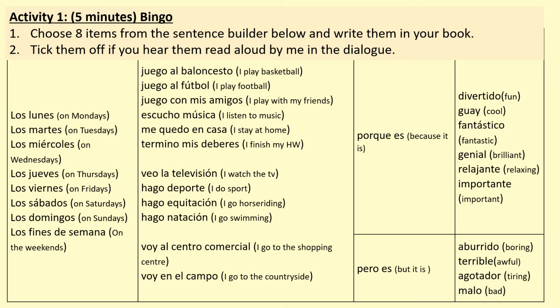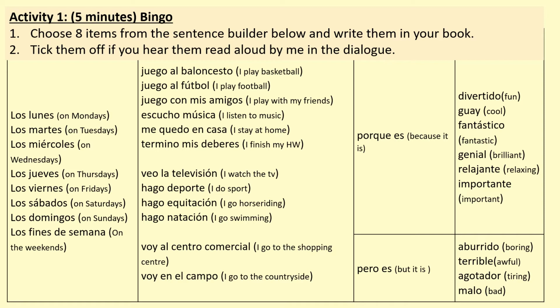Okay, so you need to write down now your 8 items, vocabulary items. Pause your video now. Okay, so I'm now going to read out my paragraph. You can pause it if you need or rewind as much as you need to.